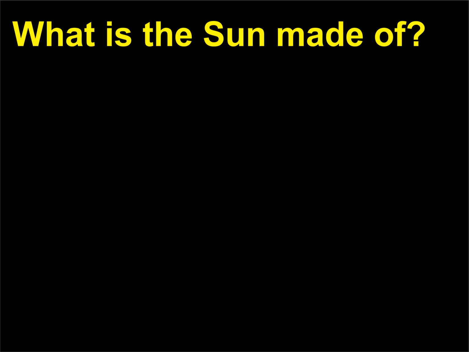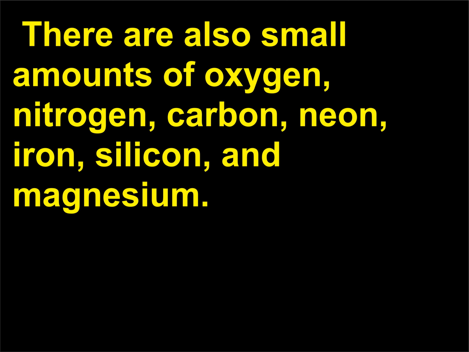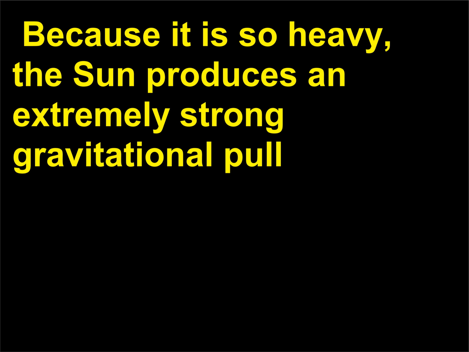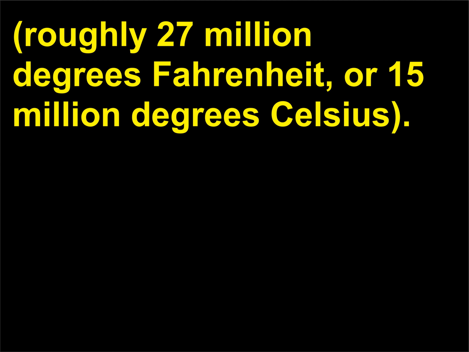What is the sun made of? The sun is made up of extremely hot gaseous elements, primarily hydrogen and helium. There are also small amounts of oxygen, nitrogen, carbon, neon, iron, silicon, and magnesium. Because it is so heavy, the sun produces an extremely strong gravitational pull, which leads to very high pressures and temperatures, especially near the sun's core. Roughly 27 million degrees Fahrenheit, or 15 million degrees Celsius.